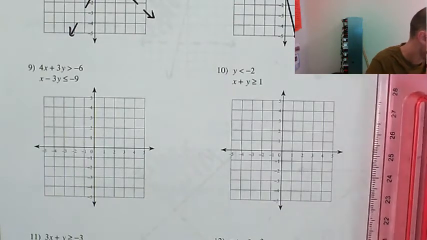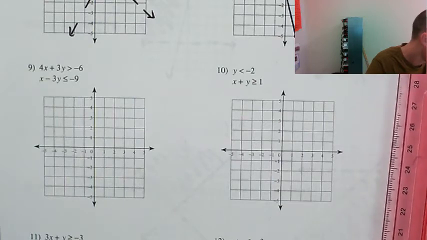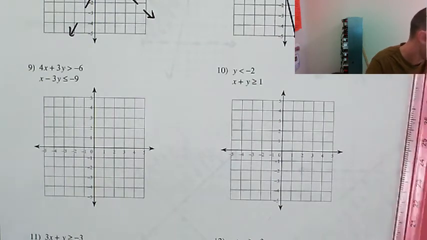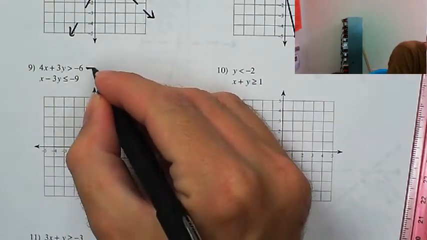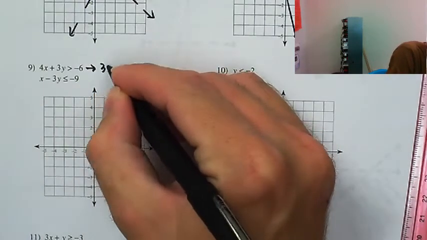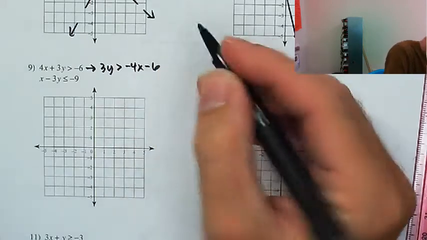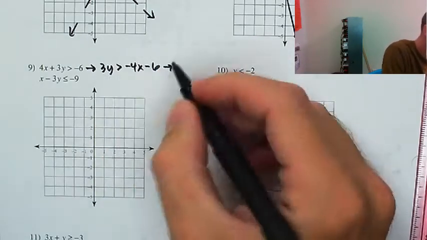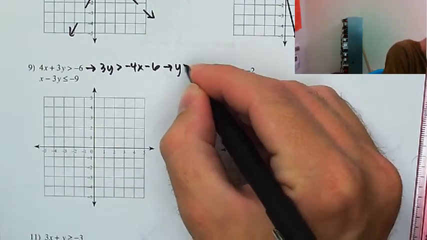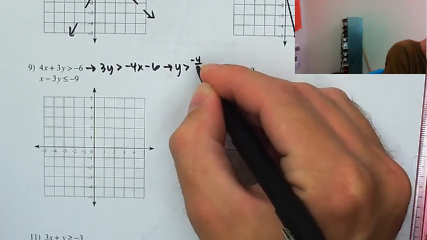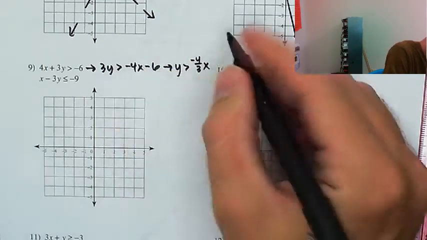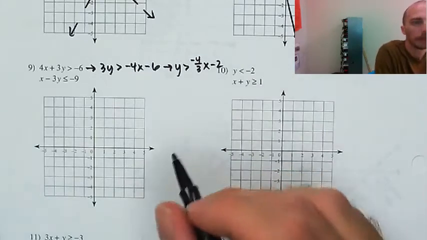Okay. 4x plus 3y greater than negative 6. All right, so I'm going to solve for y. 3y is greater than negative 4x minus 6. And then I need to divide by 3. So y is greater than negative 4/3 x. Negative 6 divided by 3 is negative 2.